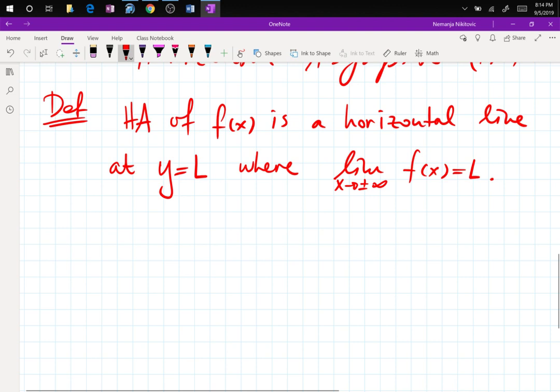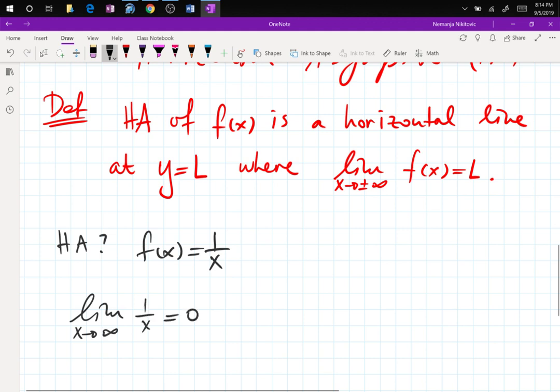And now we can find the horizontal asymptote for f of x equals 1 over x. You will just say the limit as x goes to, and then you pick whether you want positive infinity or negative infinity. So you would say as x goes to infinity, 1 over x equals 0, which implies a horizontal asymptote at y equals 0, which is the x-axis. And you know that your 1 over x follows the x-axis as it approaches from both sides.